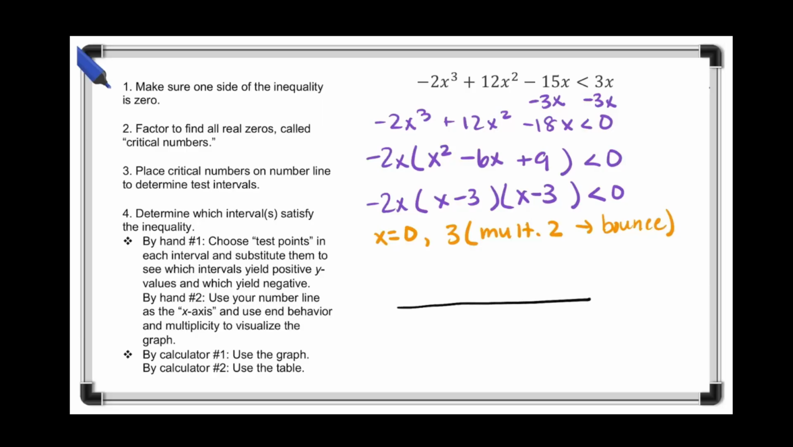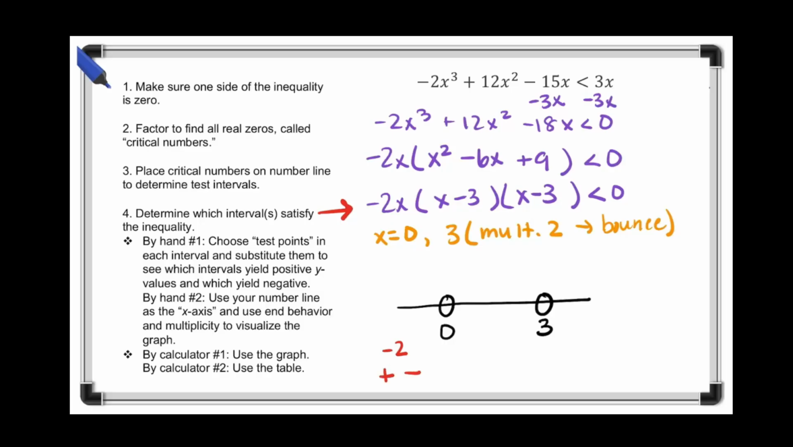So let's do our number line here. Here is 0. Here is 3. Again, open circles here at 0 and 3 because it is just a less than, not an equal to. We're going to test our intervals there using some test points. So we've got 0, so let's just pick -2. -2 times -2, that's a positive answer.